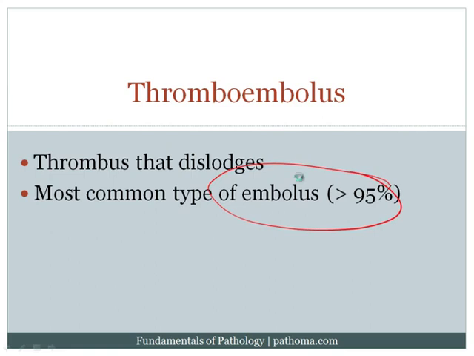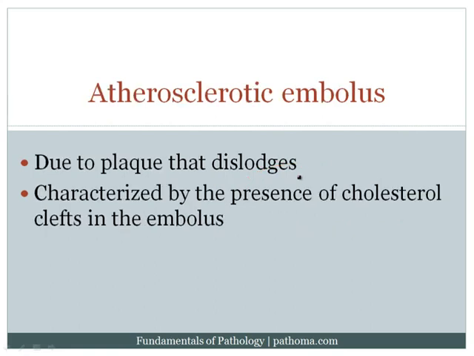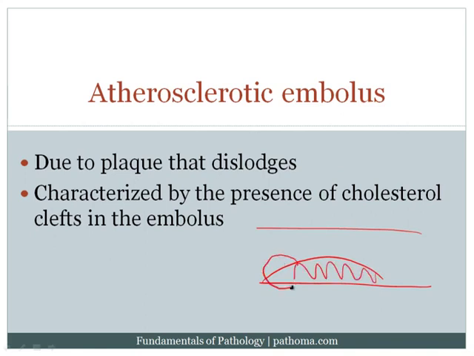Another type of embolus that can occur is called an atherosclerotic embolus, and the idea here is that the patient has atherosclerosis, so imagine that there's an atherosclerotic plaque here in the blood vessel, and a piece of this atherosclerotic plaque breaks off and then travels down the blood vessel and then lodges someplace else. So that's called an atherosclerotic embolus, and again it's due to dislodging of a plaque.